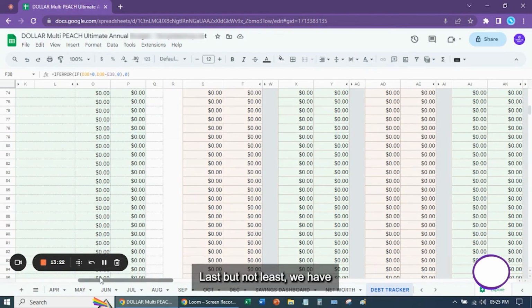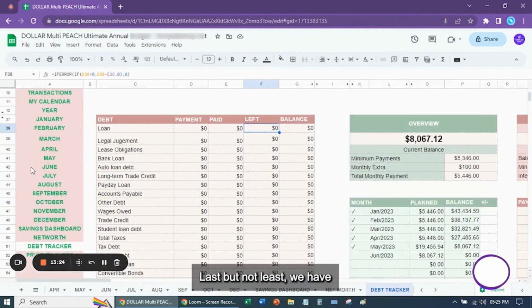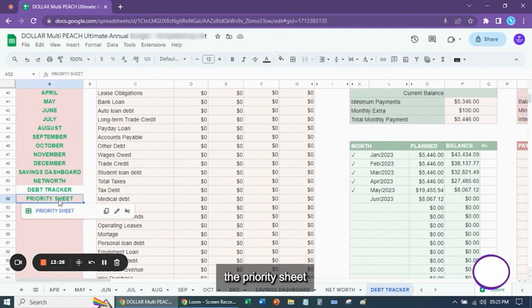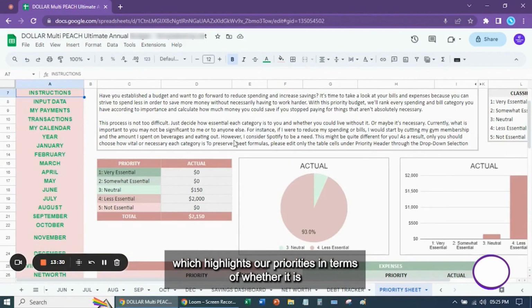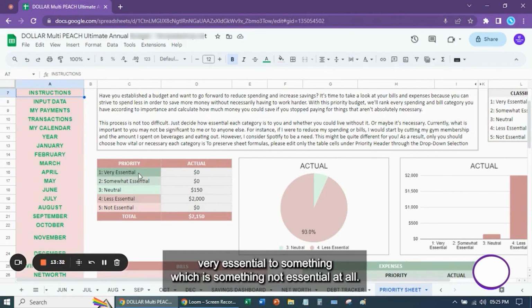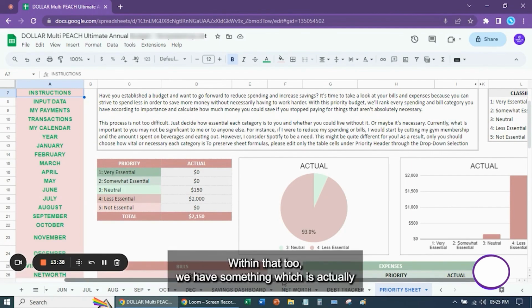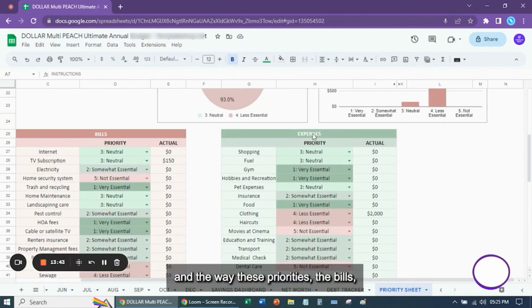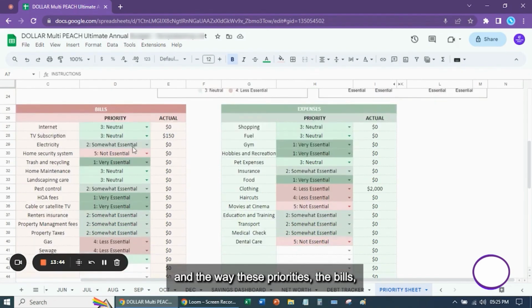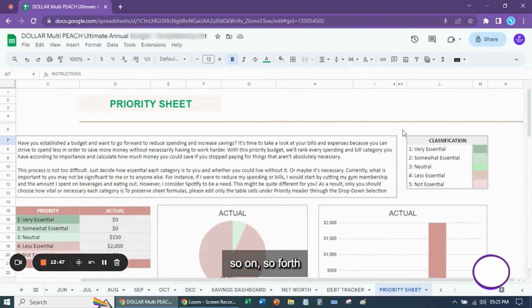Last but not least, we have the priority sheet, which highlights our priorities in terms of whether it is very essential to something which is not essential at all. Within that too, we have something which is actuals and the various priorities, the bills, so on and so forth.